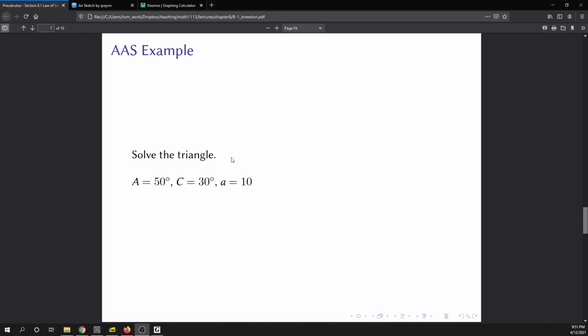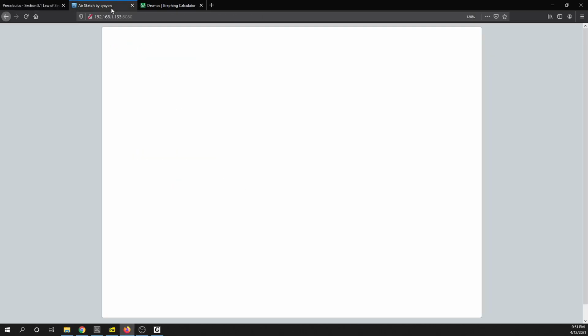All right, in this video, we're going to work through the following problem. It says solve the triangle, and we're given the angle A, angle C, and side A. So here they just give you these measurements, and they don't give you the picture of the triangle, so it helps to just kind of draw that yourself.